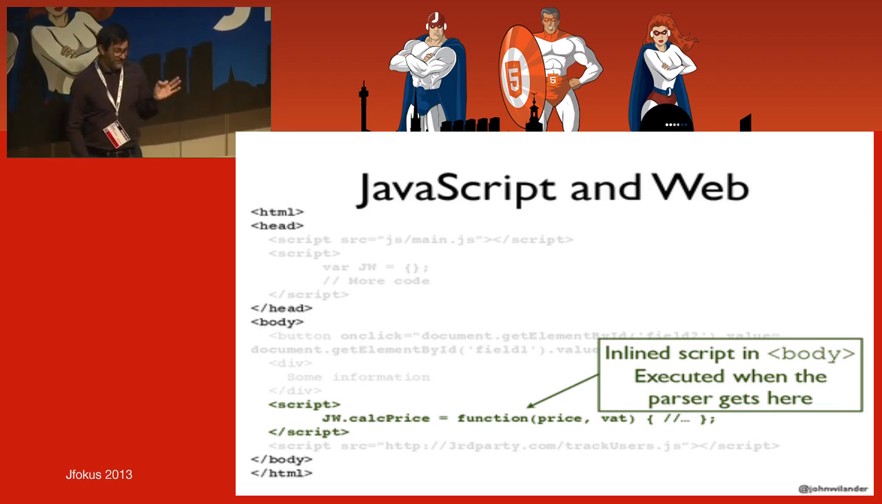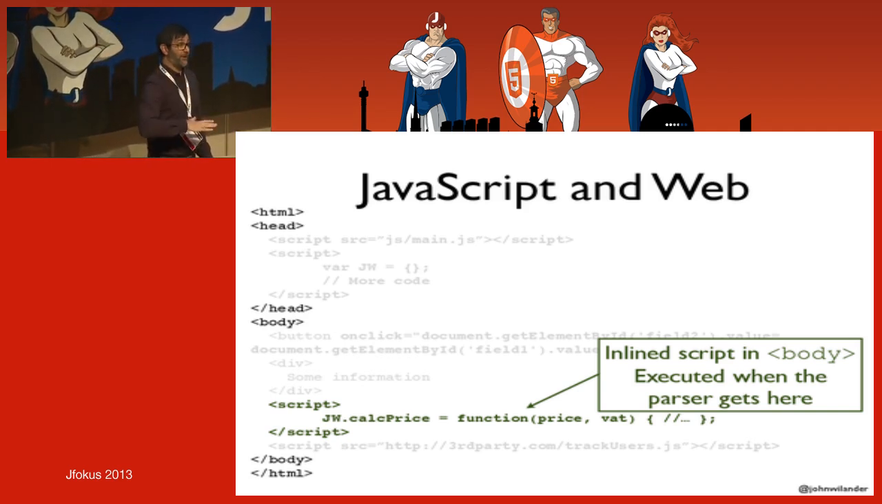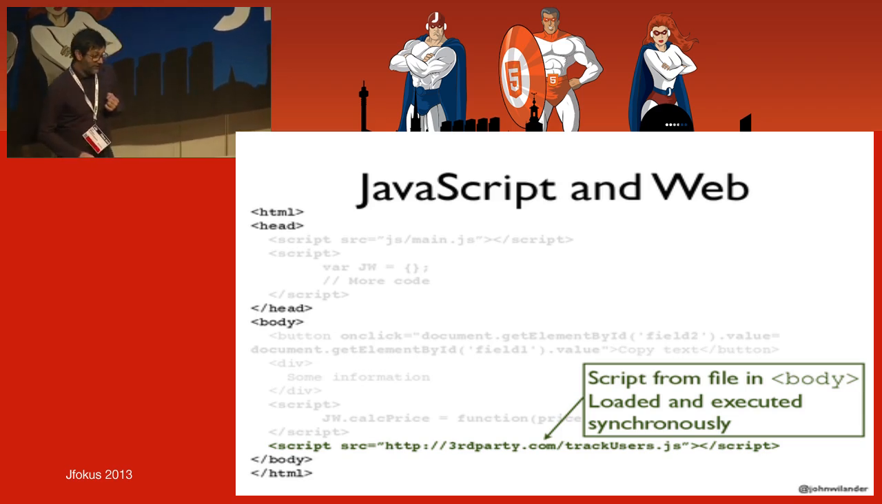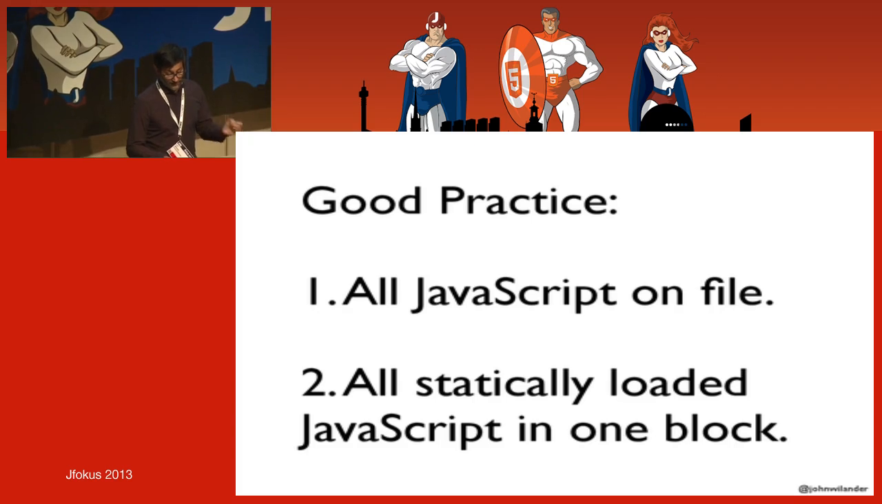We can have script tags with inline JavaScript in the body of the HTML document. And this will be executed once the parser gets down to this place. So whatever has been declared and generated above in the DOM will exist, and below will not exist. And this will catch you a lot of times if you do inline JavaScript coding, for instance, if you have elements below that you try to manipulate. And last but not least, you can have references to JavaScript files in script tags in the body. And these will be loaded and executed synchronously.